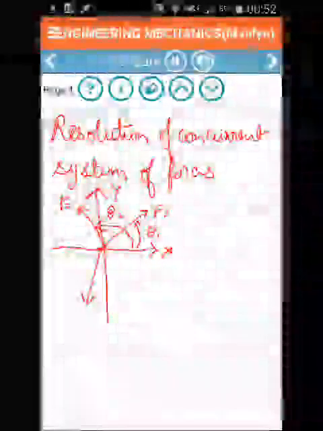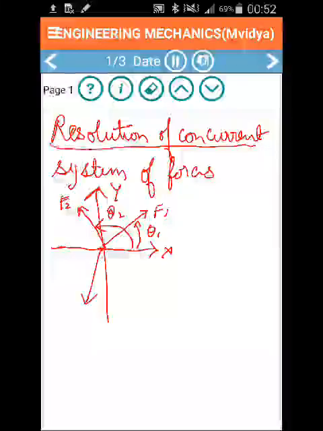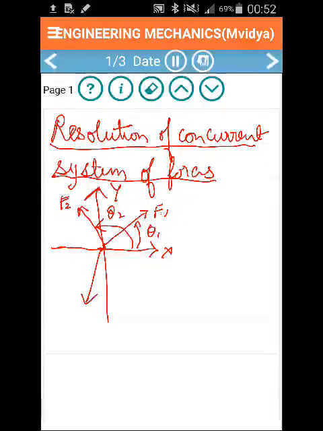So let's study the resolution of a concurrent system of forces. A concurrent system is when the forces pass through the same point. So we have the x axis horizontal and the y axis vertical. We have force F1 which makes an angle θ1 with the positive x axis in the counterclockwise direction.